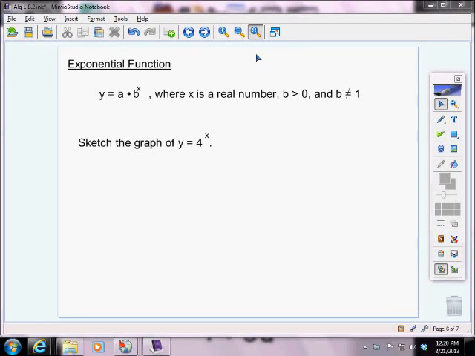Up until this point, we've been focusing on linear functions. Linear functions are ones when we graph them, either using an input-output table or intercepts or slope-intercept form, we get a straight line. It's a linear function. If you look at this example here, this is called an exponential function.